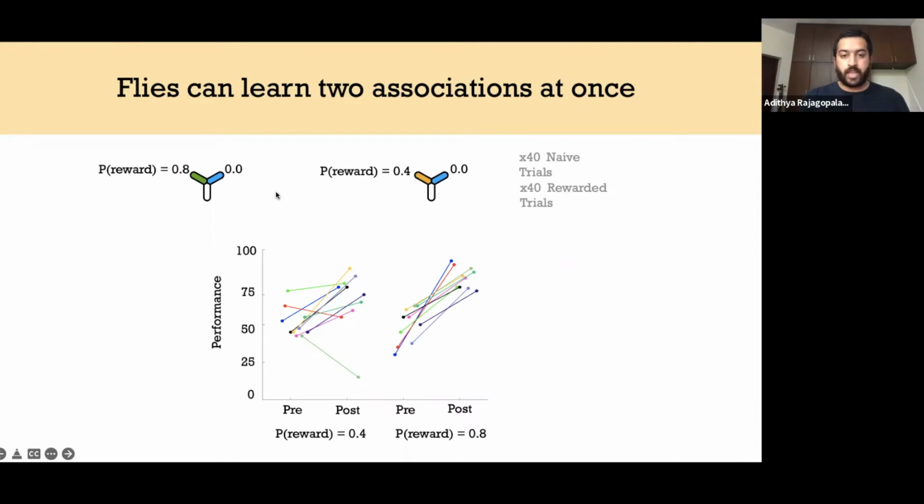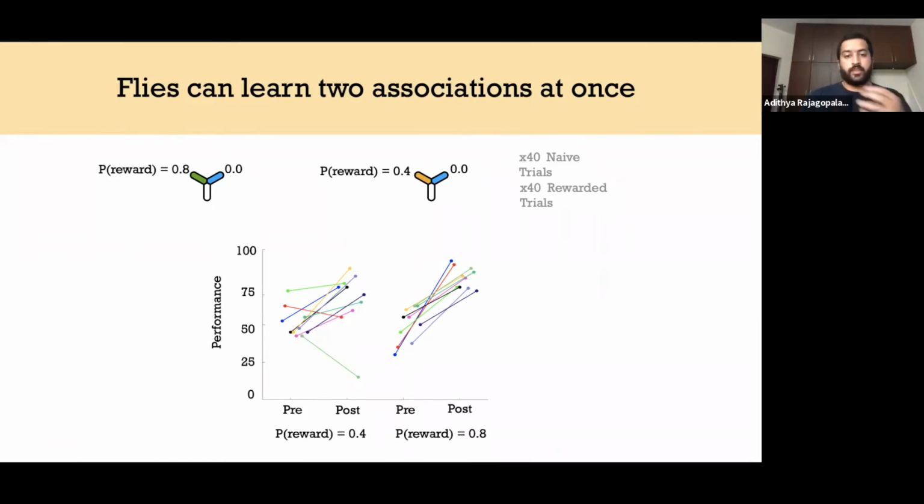And the outgroup odor was not rewarded at all. What I'm showing you here is preference before the rewards were provided and preference when the reward was available. For both the low probability and the high probability odor, there seems to be an increase, except for this one fly, suggesting that they can maintain two associations at once.